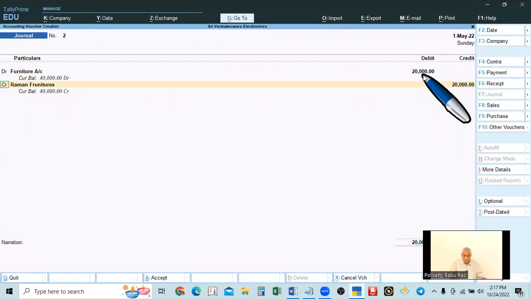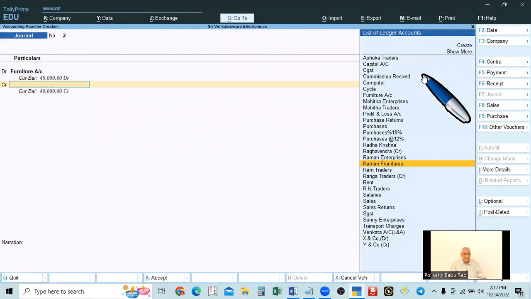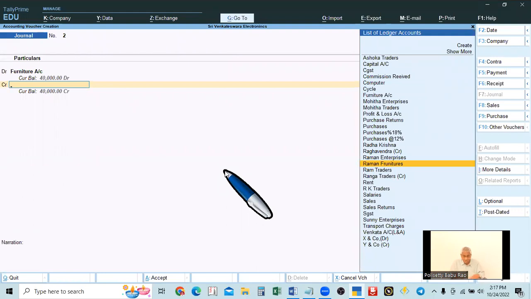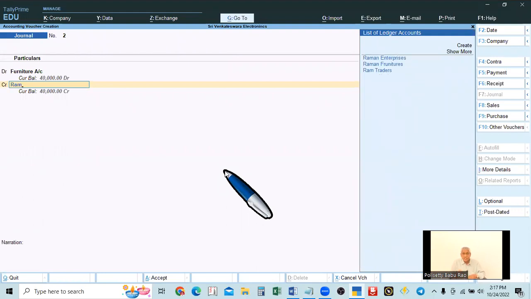Raman is showing because in the Telugu video we already did it. That's why it is showing that. Next credit one is Raman Furniture. It's a giver, so we have to credit Raman Furniture. If you select Raman, it will show Raman Furniture. Raman Enterprise is there. Raman Furniture, you have to select correctly.